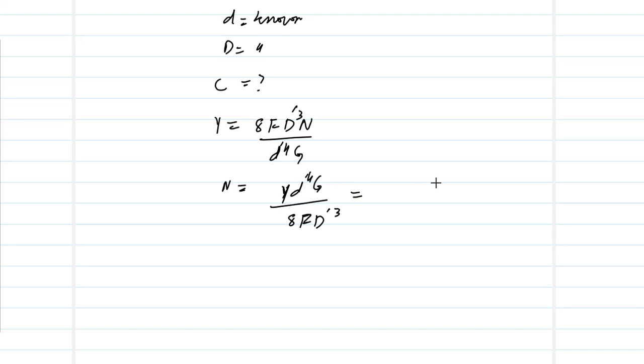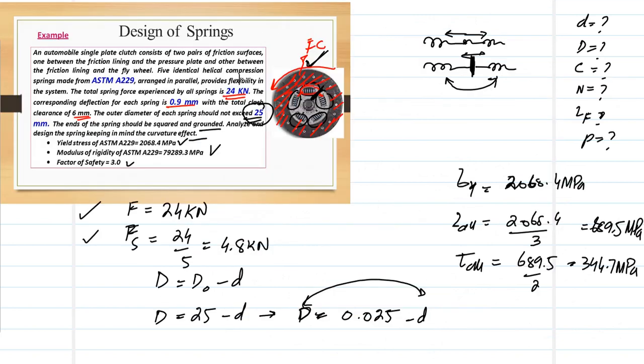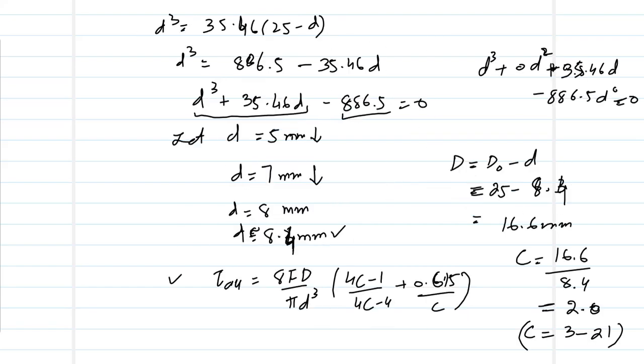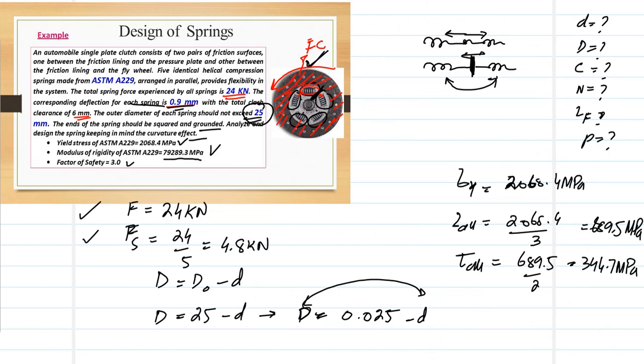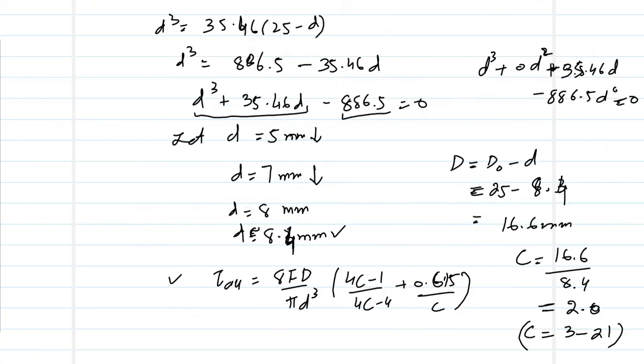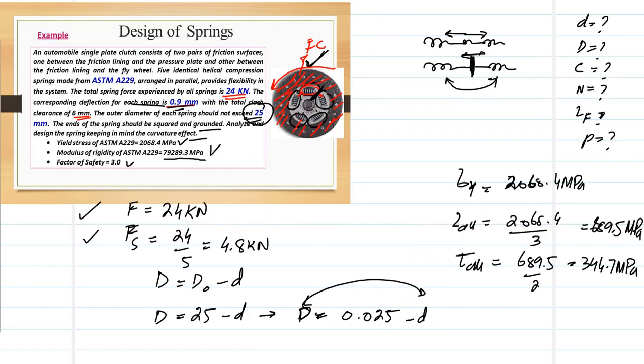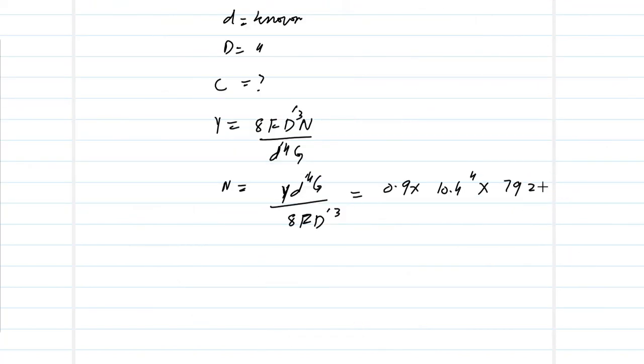Okay. Deflection in each spring, as written in the problem, is 0.9 mm in each spring. So we can use one spring for that, and this clearance deflection is 0.9 mm. The wire diameter is 10.4 to the power 4. G, the modulus of rigidity, is 79289.3 megapascal, so megapascal is Newton per millimeter square. Just write 79289.3 divided by 8 into total load on each spring, 4.8 times D cube, which we find out is 14.6 power cube.